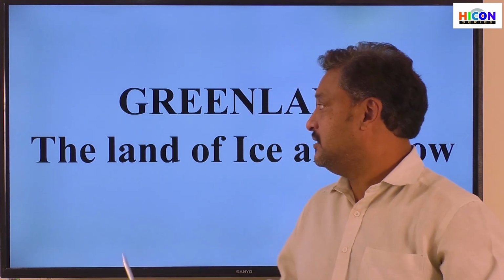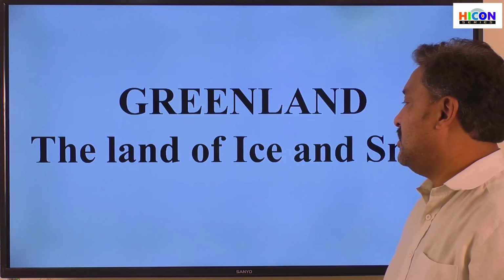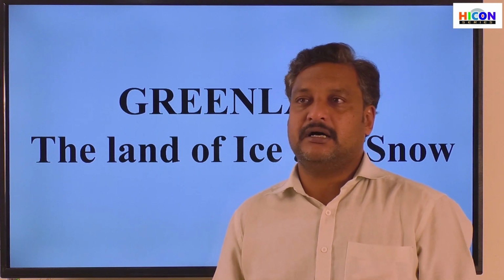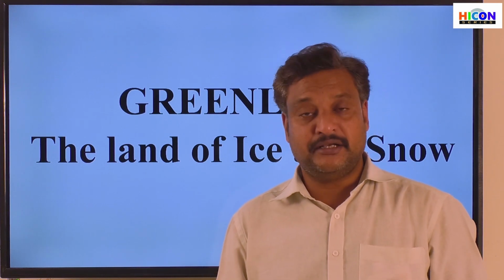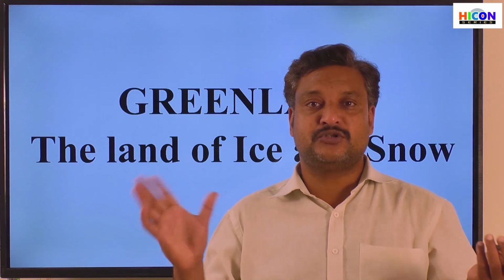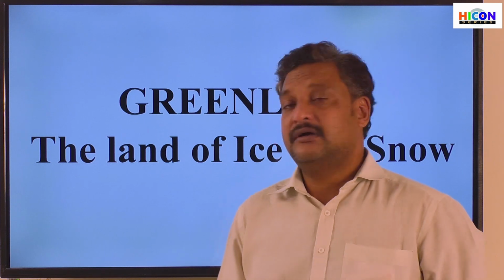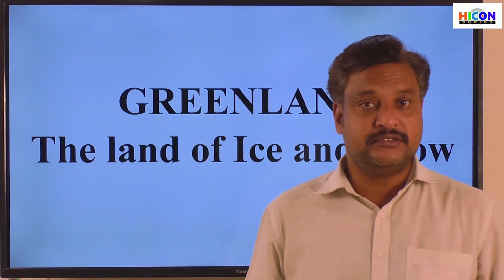So we need to study some land area where human beings are able to live. Such land areas are found in the northern hemisphere, and we are going to learn about a region called Greenland. Greenland is called the land of ice and snow because, just like Antarctica, which is in the Antarctic Circle, Greenland is also a snow-covered land, right? So now we will know more about Greenland.